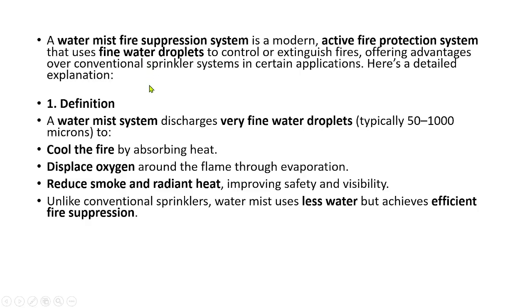Our last one is the water mist fire protection system. Water mist creates very fine droplets, whose size you can see here in microns. They cool the fire by absorbing heat, and they also displace the oxygen around the fire. They also reduce smoke and radiant heat, improving safety and visibility. Unlike a conventional sprinkler system, water mist uses less water but achieves efficient fire suppression.